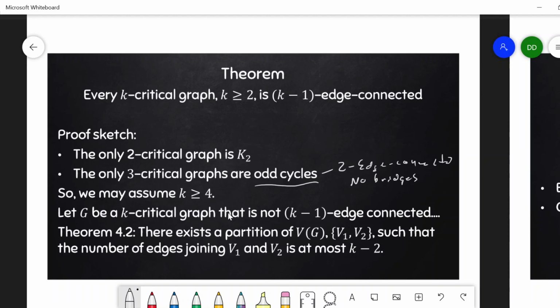All right, we're going to prove this by contradiction. We'll suppose we have a k-critical graph that's not k-1 edge connected. And remember back to chapter 4, what we can say if it's not k-1 edge connected. This means that there exists a set of k-2 edges whose removal disconnects the graph. And so if we take those k-2 edges, we can find a partition of the vertex set so that the number of edges joining V1 and V2 is at most k-2.